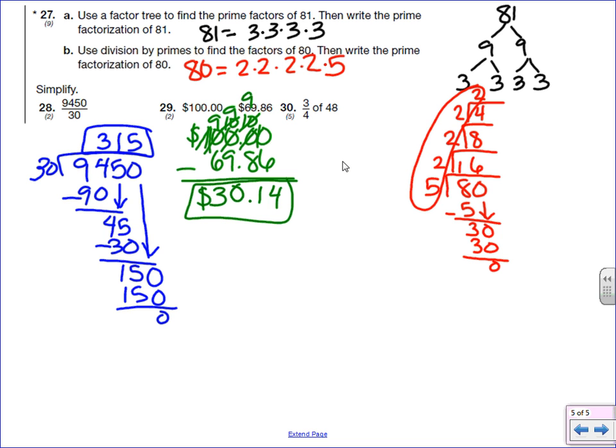And then the last one, 3/4 of 48 means 48 times 3/4, which is 48 times 3 divided by 4. Well, 48 divided by 4 is 12, and 12 times 3 is 36.